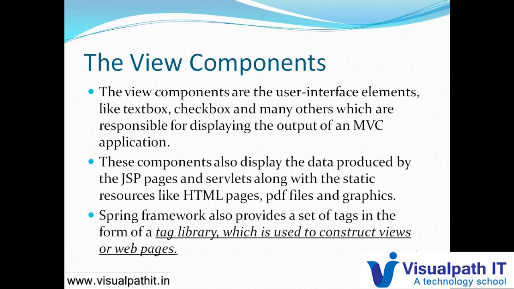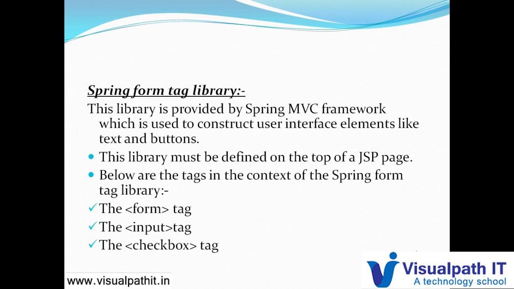Our Spring Web MVC framework also provides a set of tags in the form of a tag library, which is also known as the Spring Form Tag Library. This tag library is used to construct views or the web page views. So, what all does the Spring Form Tag Library consist of? This library is basically a collection of tags that are form and input. Each tag can have a set of attributes like the command name, path, etc., which allow the developer to develop the UI components for the JSP page or the HTML page.